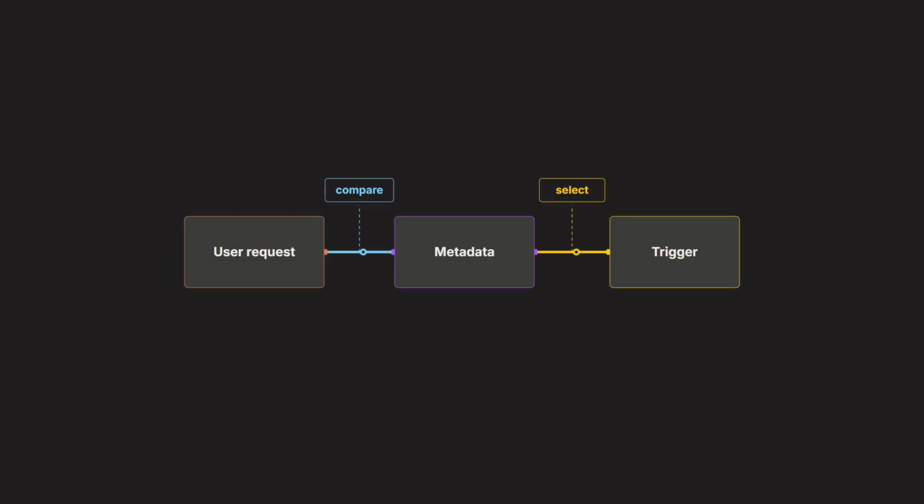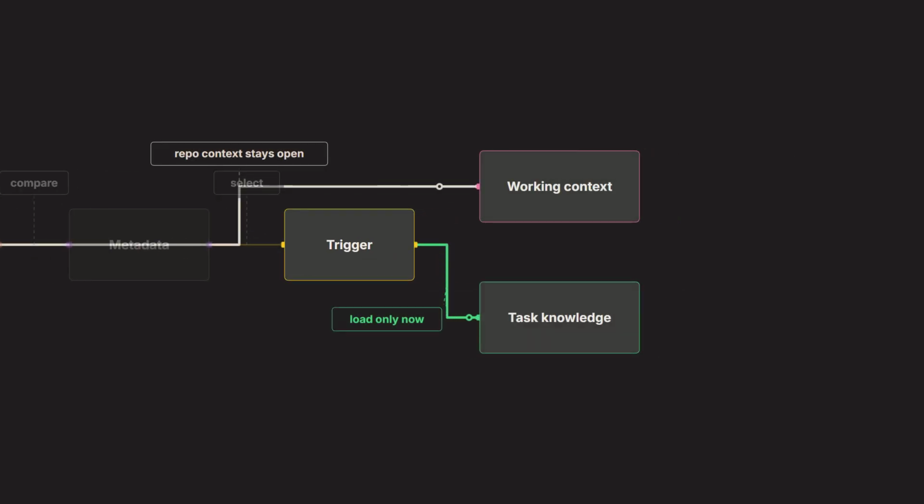They sit between the user request and the agent's full working context, so recurrent task knowledge can load only when the task actually needs it. That's it.